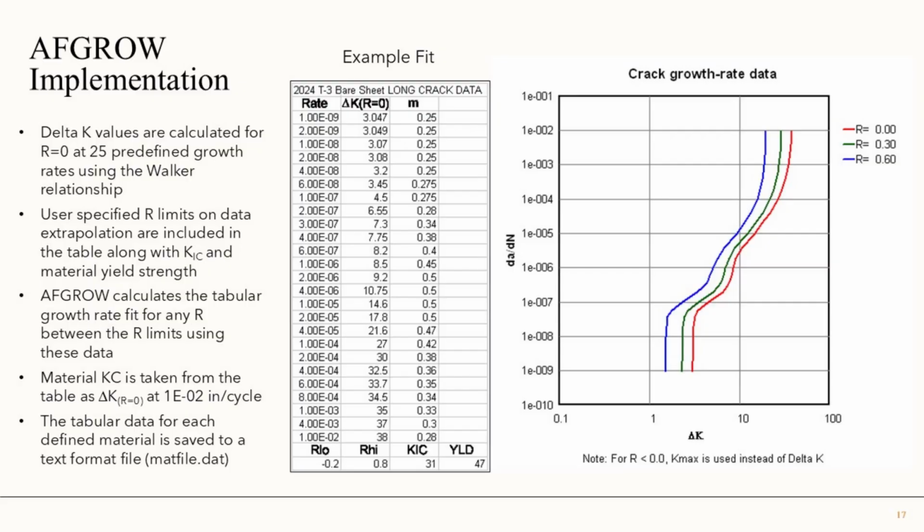So each material has 25 different crack growth rates. It has 25 delta Ks at R equals 0 and 25 M values at each one of the growth rates. And then we have the definition of R low, the definition of R high, the definition of the plane strain toughness, and the material yield strength. So that's how that's implemented in AFGROW.